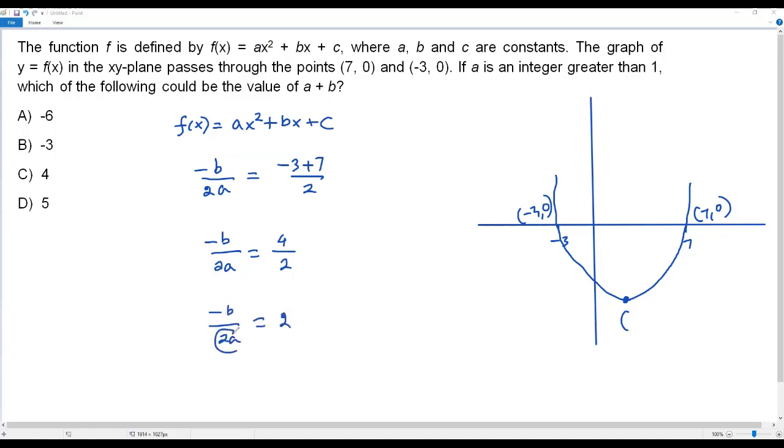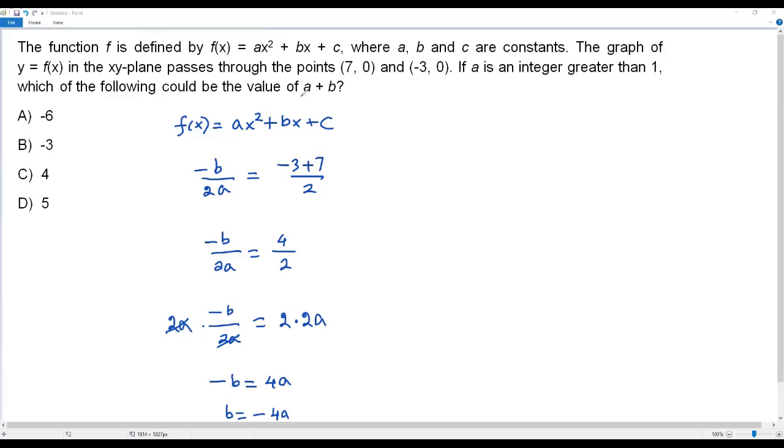Now to get rid of the 2a in the denominator, I have to multiply both sides by 2a. When I multiply both sides by 2a, this 2a will cancel out. I am getting negative b equals 4a. Now, if I multiply both sides of this equation by -1, I am getting b equals -4a. If I multiply negative b by -1, it becomes b. If I multiply 4a by -1, it becomes -4a. Actually, our aim is to find the value of a plus b. Okay, let me write that. a plus b equals. Just now we got the value of b in terms of a, that is b equals -4a.